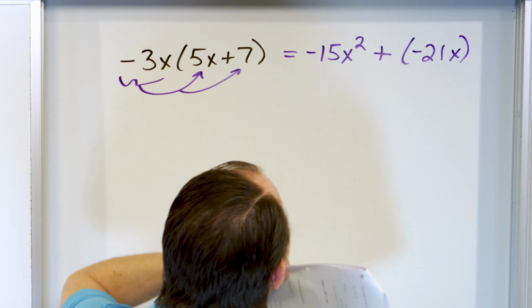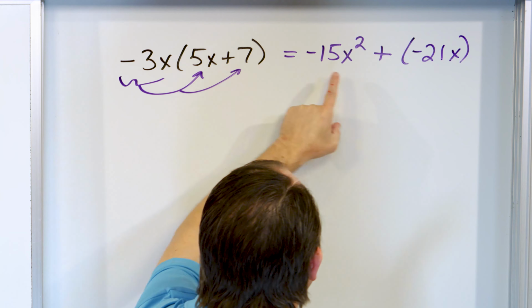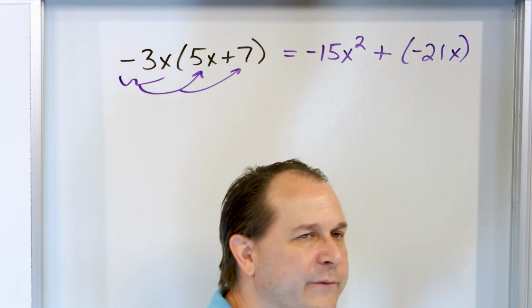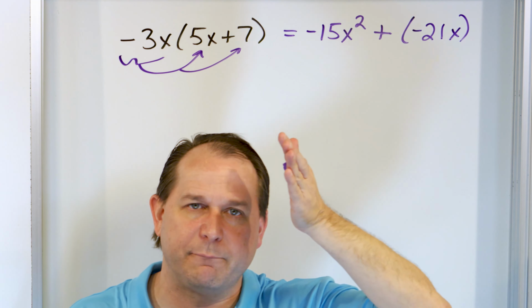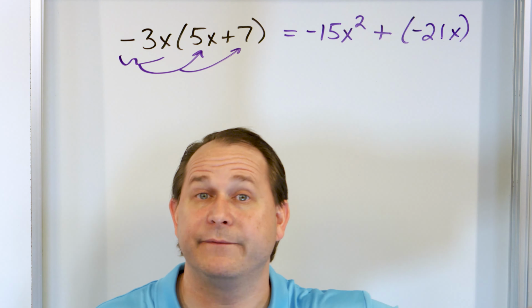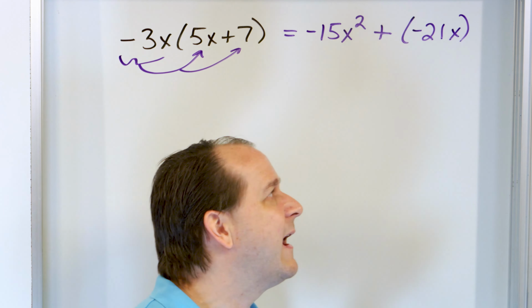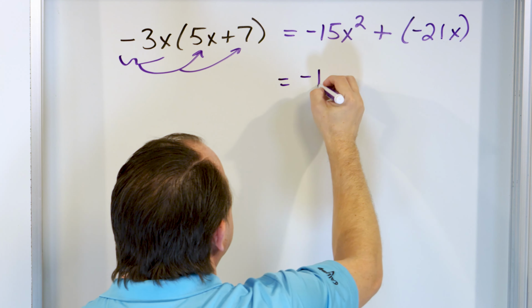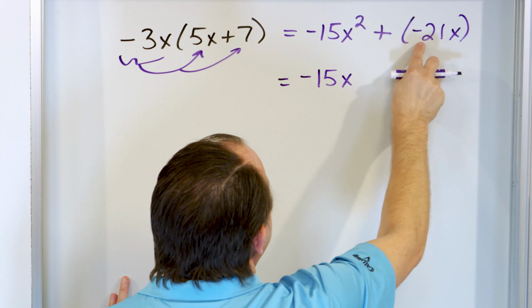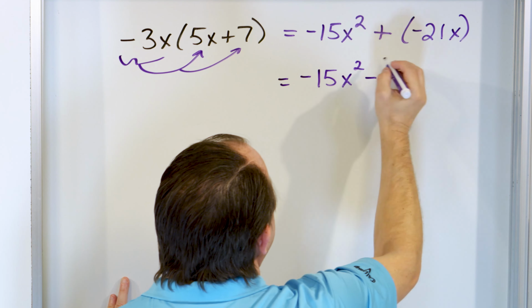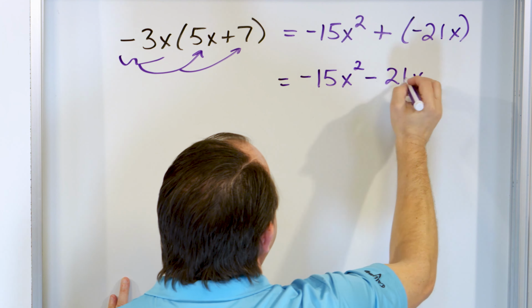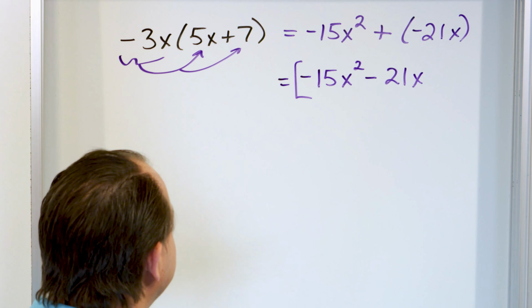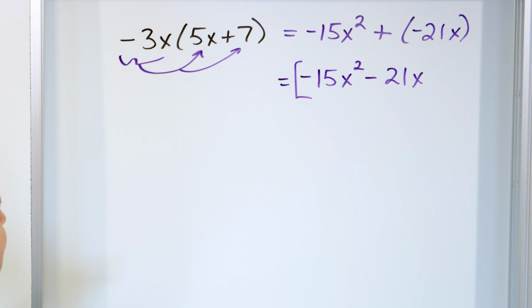But notice what we have. We have negative 15x squared plus, because it was linked with a plus, but now we have a negative 21. Remember, from earlier lessons, we know that when you have plus a negative number, it's the same as subtraction. So you can leave it like this, but it's really way better. We're always going to write it like this instead. Plus minus, we just write it as subtraction, like this: negative 15x squared minus 21x, and that's going to be the final answer.